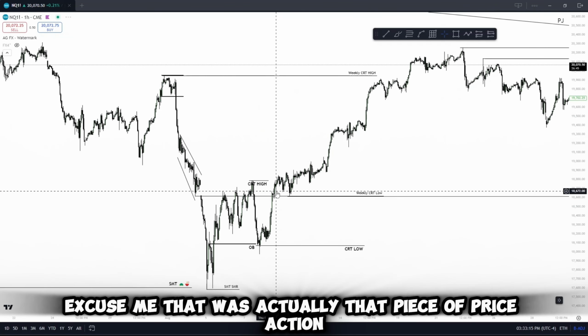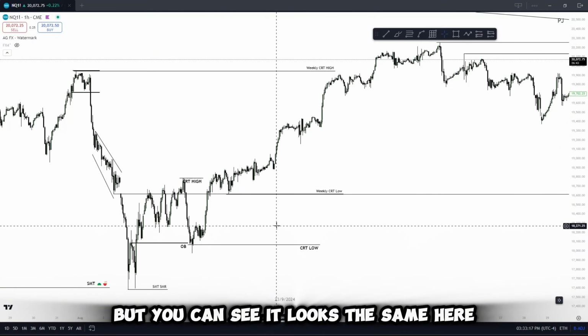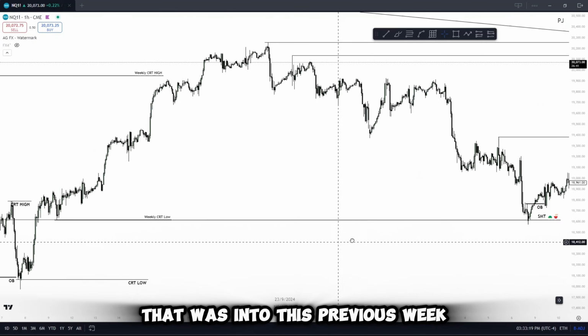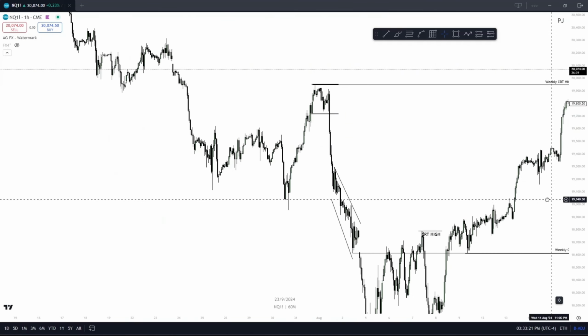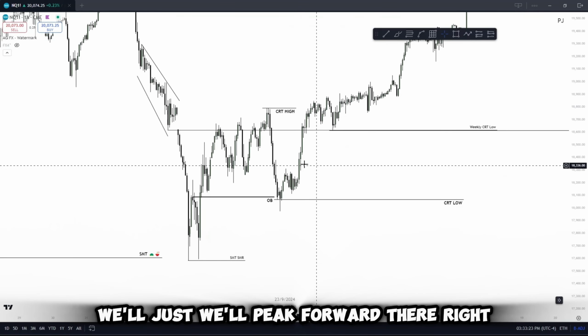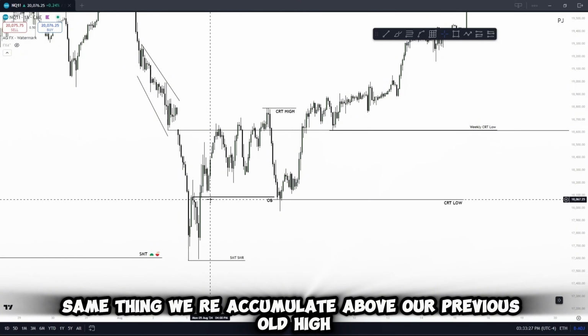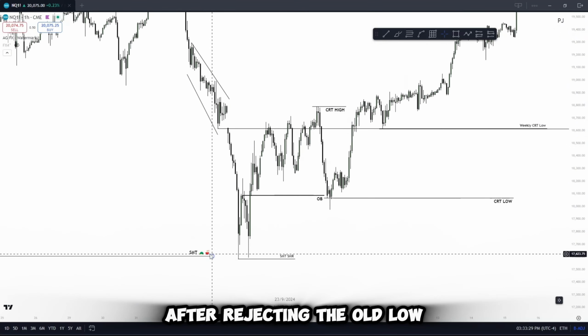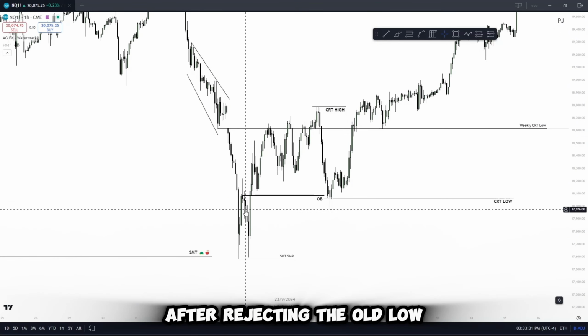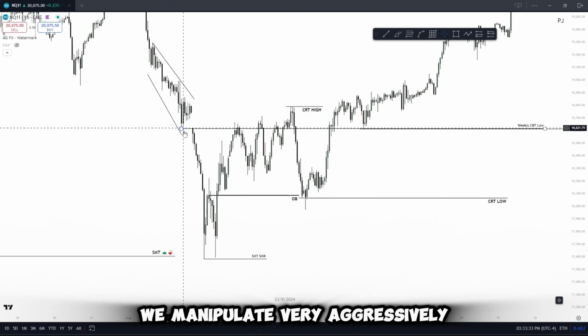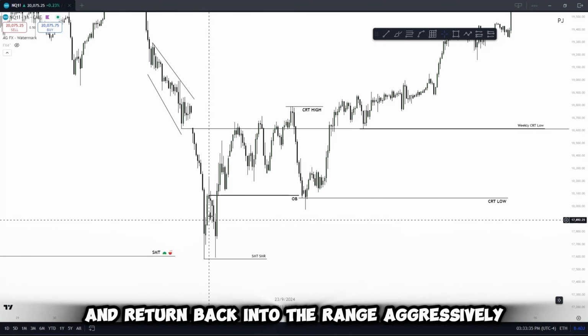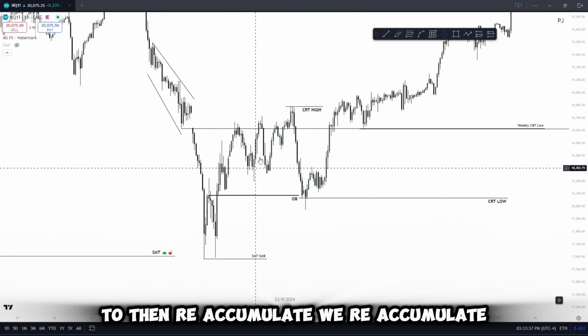Or that was actually that piece of price action, but you can see it looks the same here. That was into this previous week. We'll get into that. Little peek forward there, right? Same thing. We reaccumulate above our previous old high after rejecting the old low and returning back within the range. We manipulate very aggressively and return back into the range aggressively to then reaccumulate.